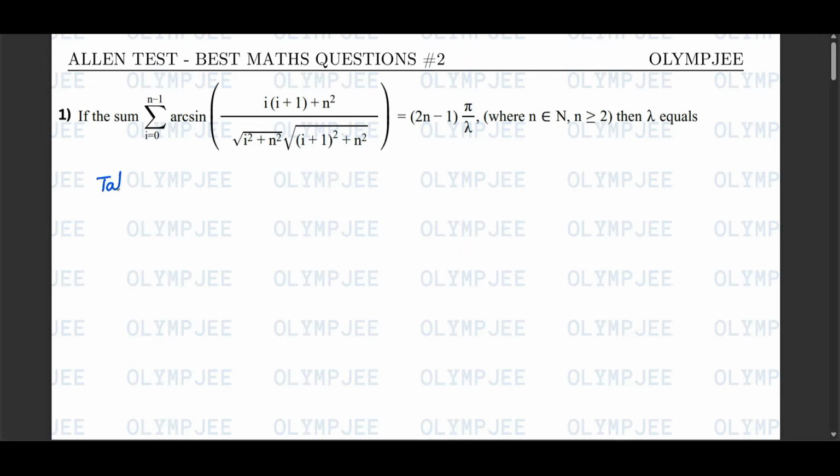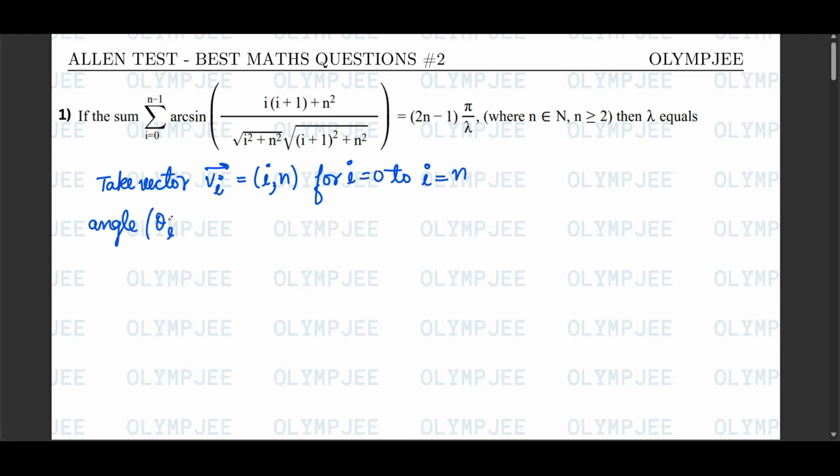So take vector vi. N is a constant here and I is something that we will be summing over, for I equal to 0 to I equal to n. So the angle, which I am denoting by theta I plus 1, between vi and vi plus 1.